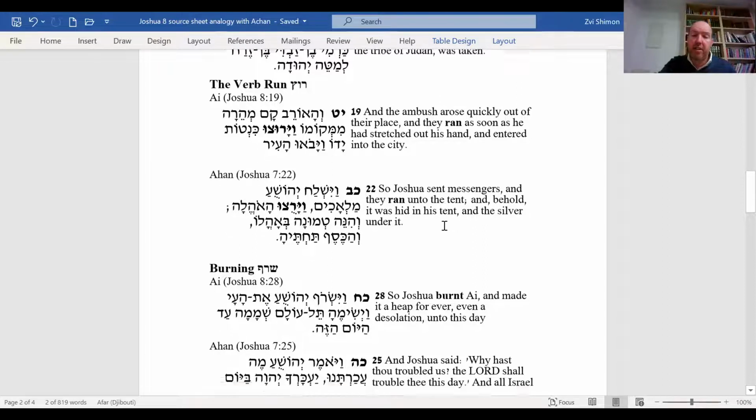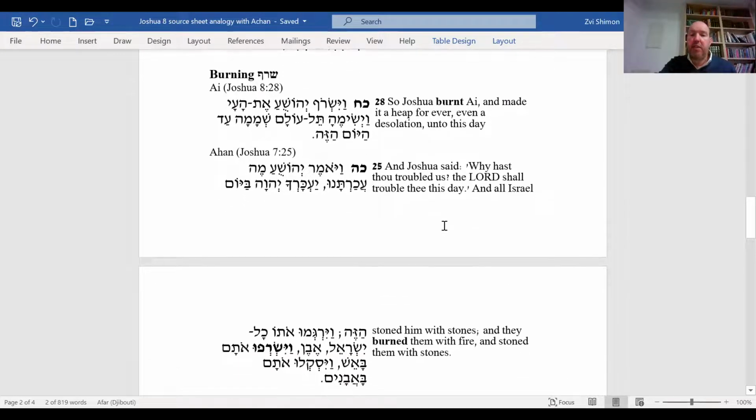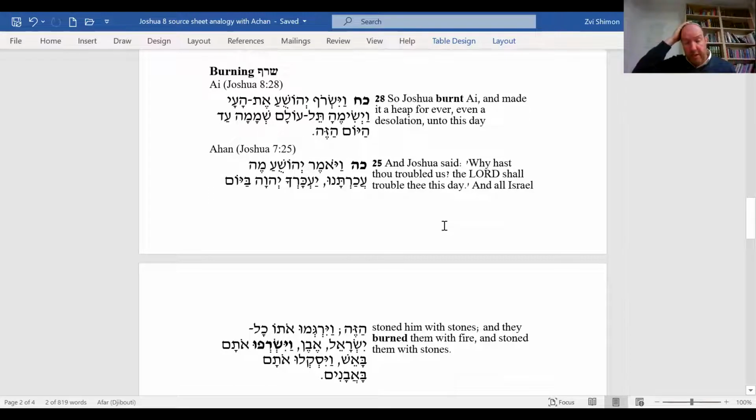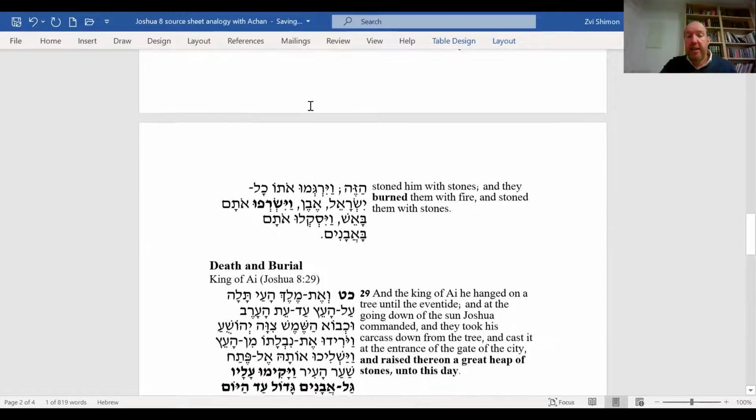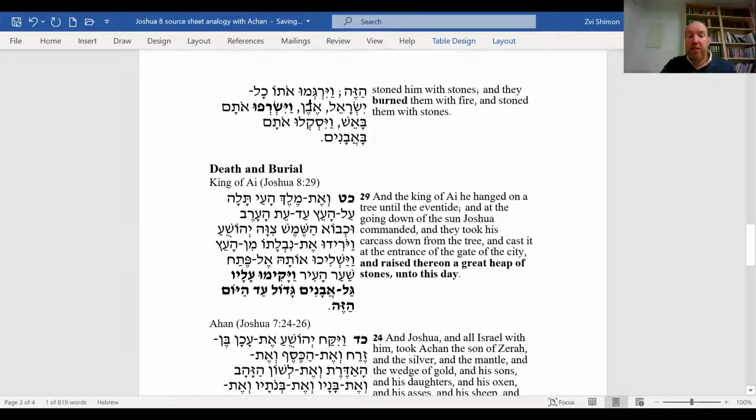Another interesting parallel. Furthermore, in both instances, we have burning, right? Joshua burnt the city of Ai in verse 28 in chapter 8. And with regard to Achan, it's also stated explicitly, vayisrefu otam ba'esh, right? They burnt them with fire and then stoned them with stones. So the same verb exactly, saraf, right here with regard to the city, and also with regard to Achan and his family and belongings.